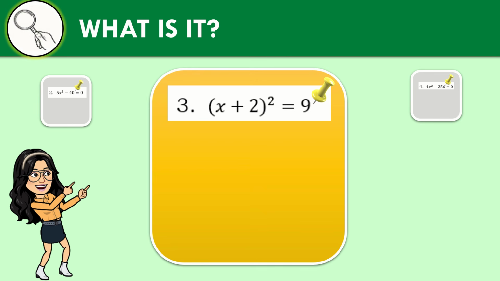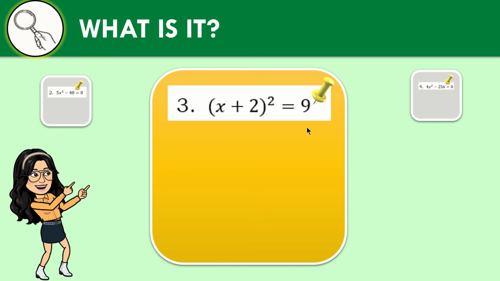Now here, x plus 2, our binomial, is raised to the power of 2. That means if we are going to consider this as one term, then this would be our quadratic term, and 9 would serve as our constant. Do you understand? Okay, so what will be our next step?